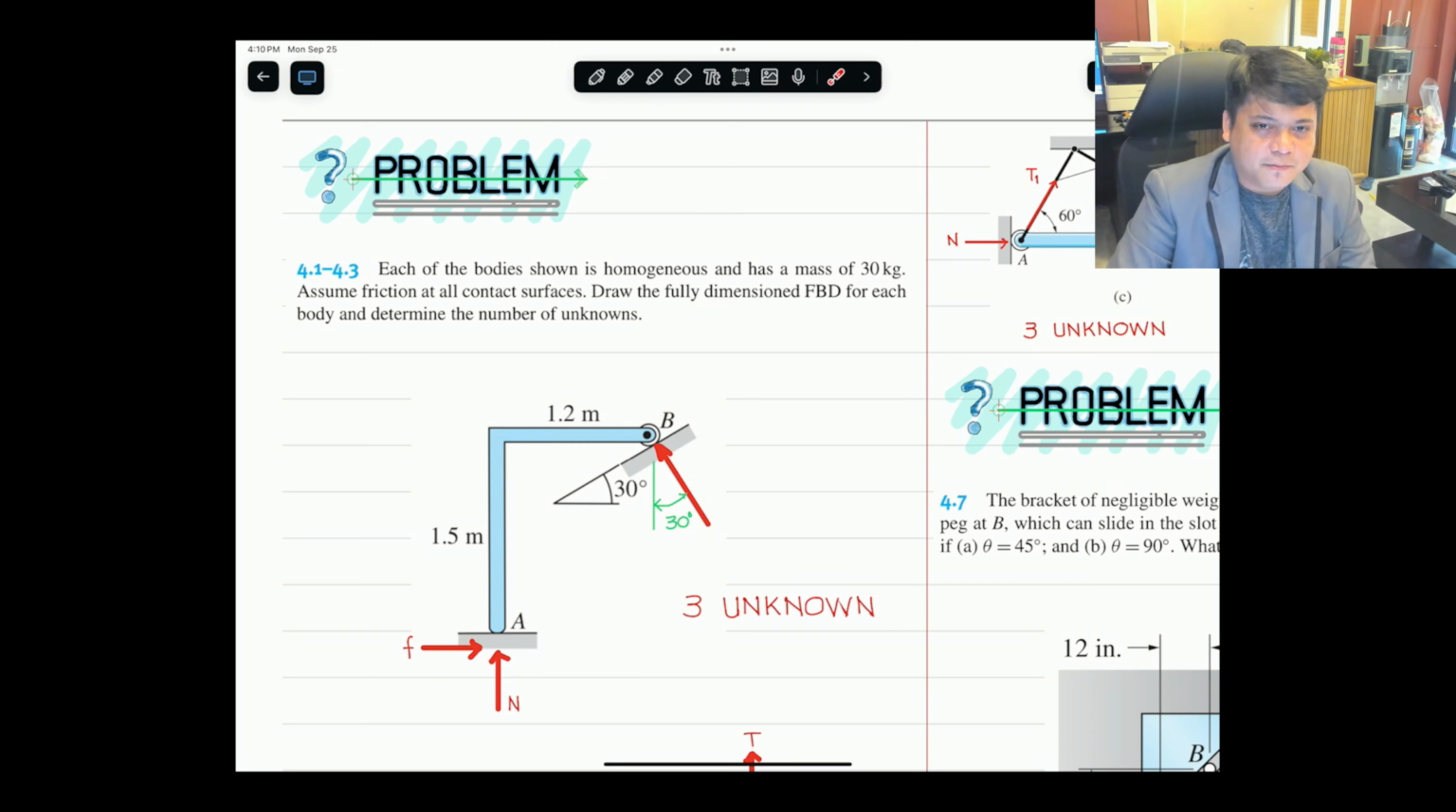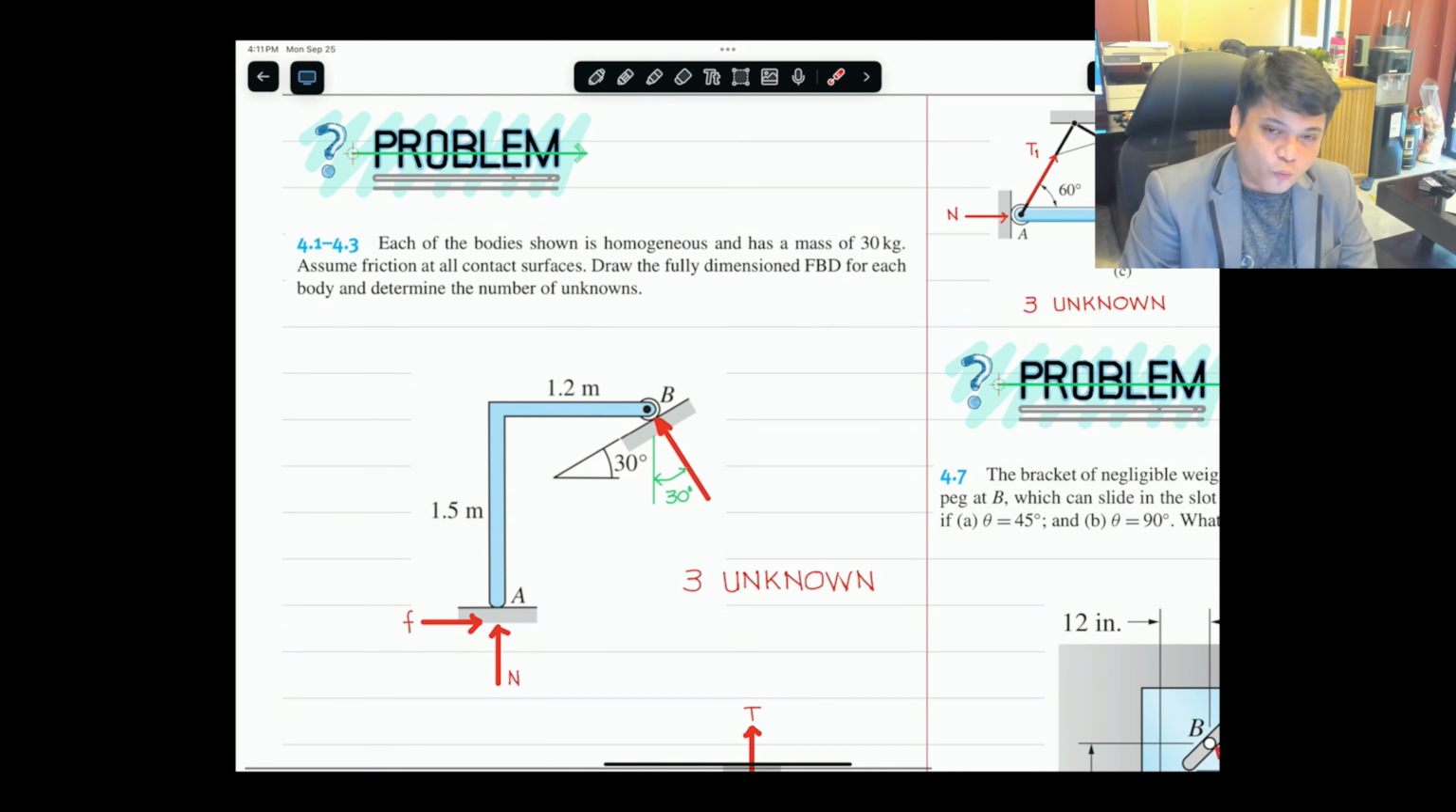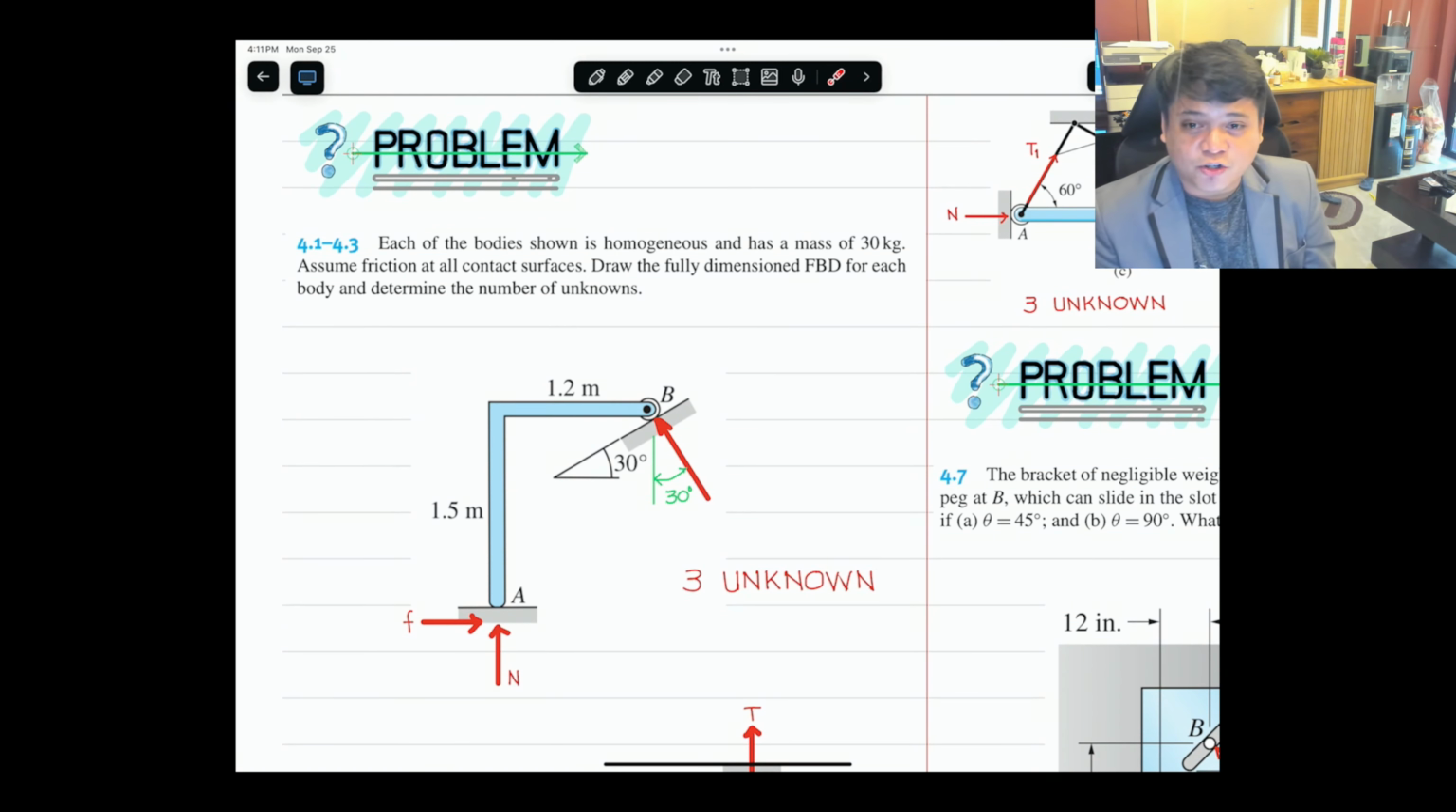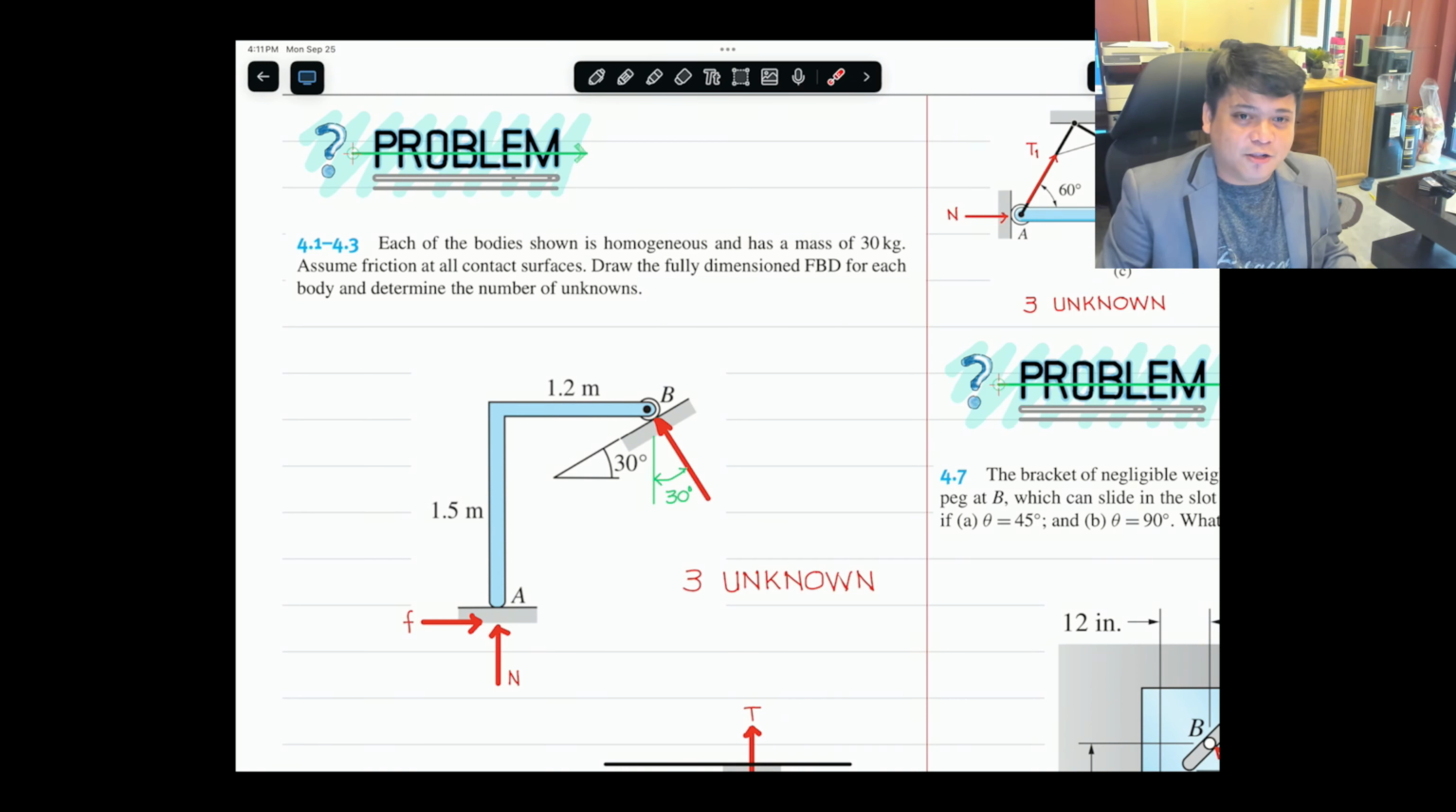Okay, so let's have the problem 4. I guess this is 4.1. Each of the bodies shown is homogeneous and has a mass of 30 kilograms. Assume friction on all contact surfaces. Draw the fully dimensioned free body diagram for each body and determine the number of unknowns. First, important: it says each of your bars is 30 kilograms. So in this problem, the 1.5 meters and 1.2 meters, in total, has 30 kilograms.